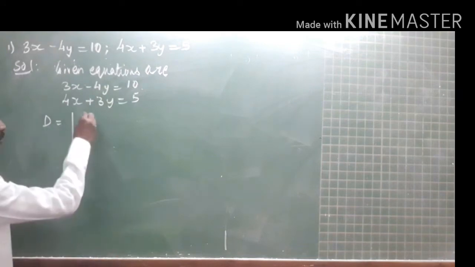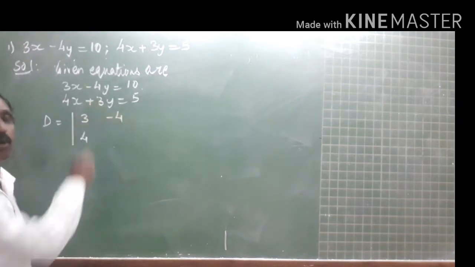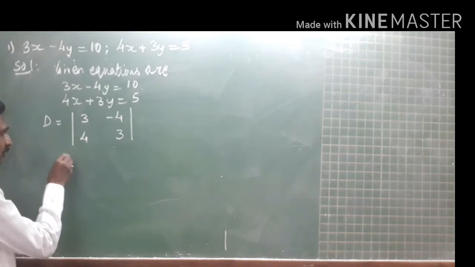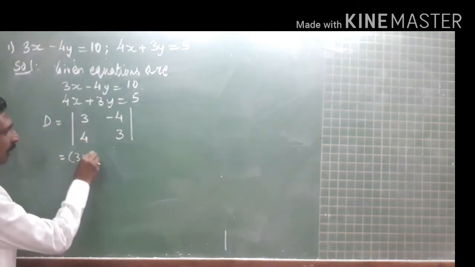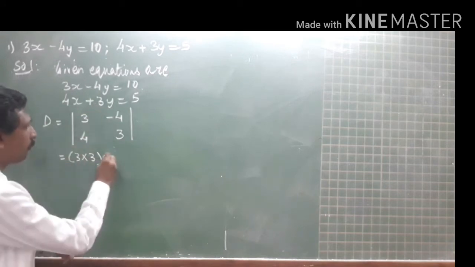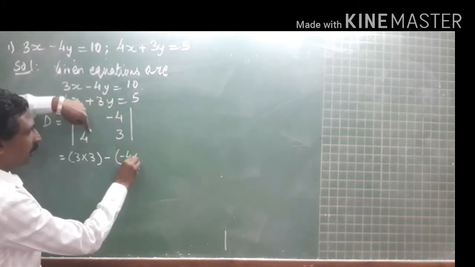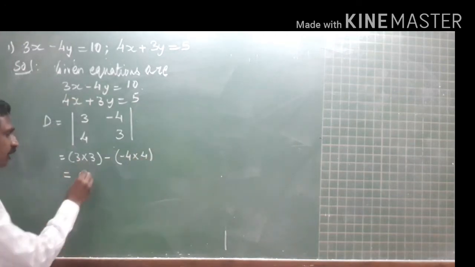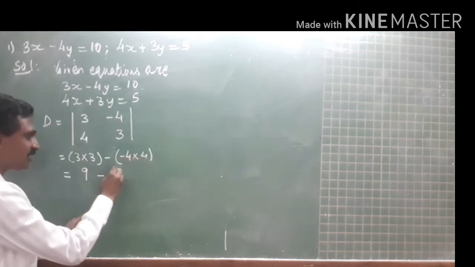What is A1 over here? 3. What is A2 over here? 4. What is B1 here? Minus 4. What is B2 over here? 3. Now, this is equal to, cross multiply. 3 multiplied by 3 minus 4 multiplied by 4, which is equal to 3 3s are 9 minus 4 4s are 16.